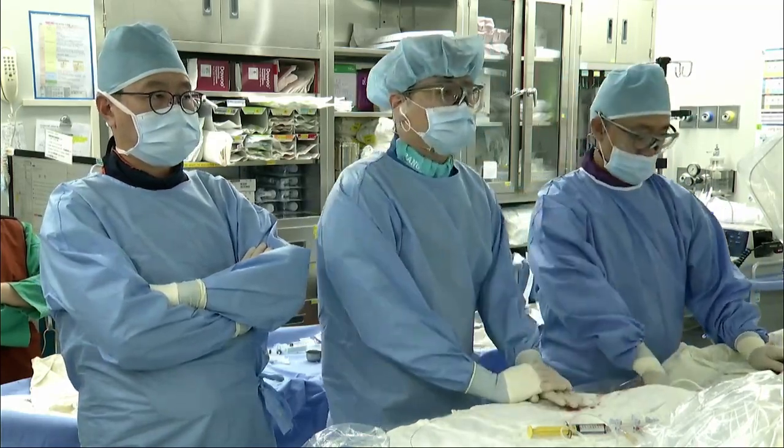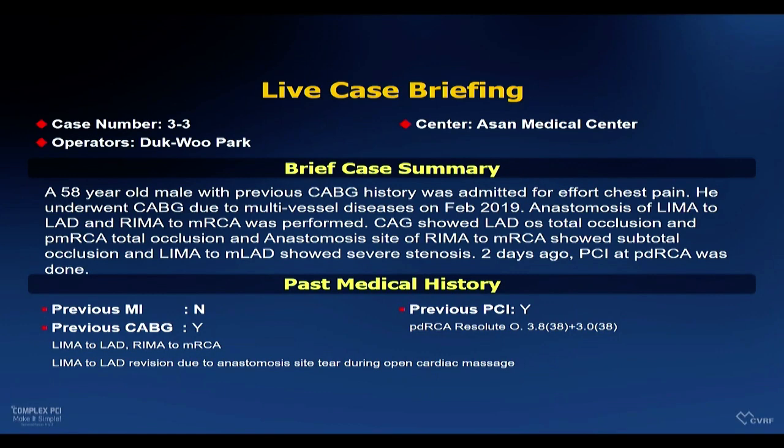Okay, hello. I want to introduce this case. This is a 58-year-old male patient, and he complained about chest pain. Actually, 9 months ago, he had a CABG history due to multivessel disease. At that time, the anastomosis of LIMA to LAD and LIMA to RCA was performed. Unfortunately, before closing the chest wall, the heartbeat did not come back, so open cardiac massage was done.